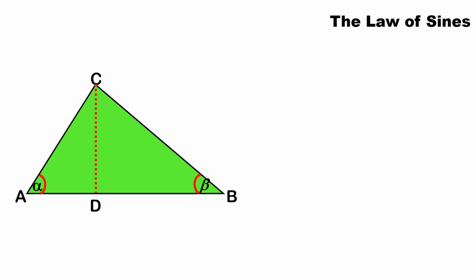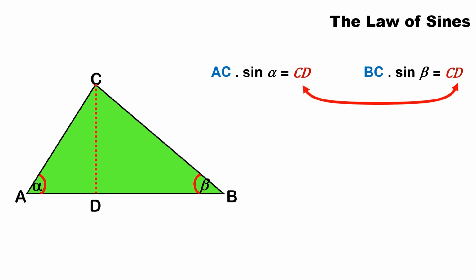Back to triangle ABC. We have just obtained two forms of sine formulas based on the angles alpha and beta. The first, CD is equal to AC times sine alpha. And the second, CD is equal to BC times sine beta. Both describe the side CD. So it can be stated that AC times sine alpha is equal to BC times sine beta.